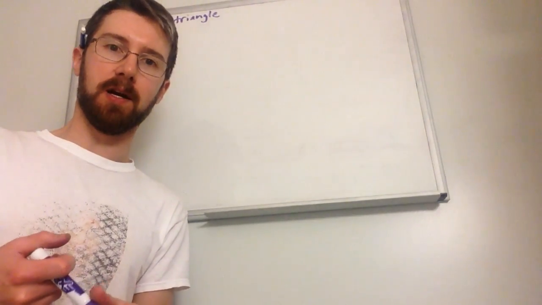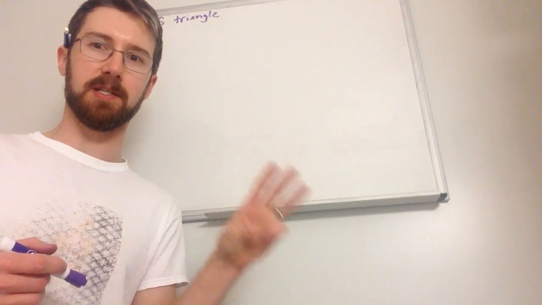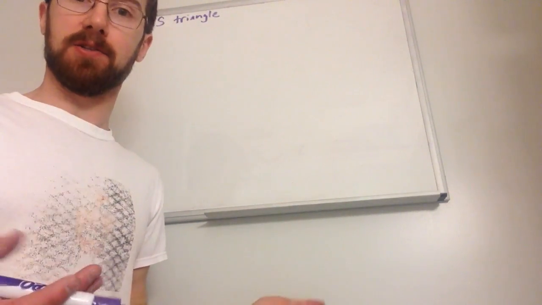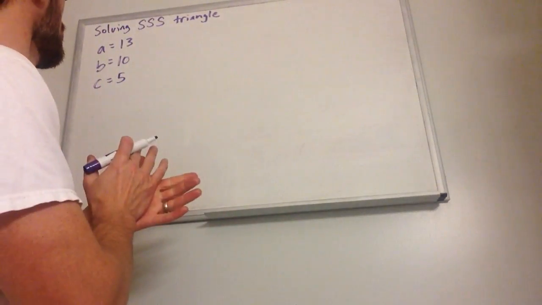Hi guys, it's Mr. Gran, and this is a video on solving triangles when you're given side, side, side. So we would need to find all three angles using the law of cosines, using one of the versions of it. So here we go.